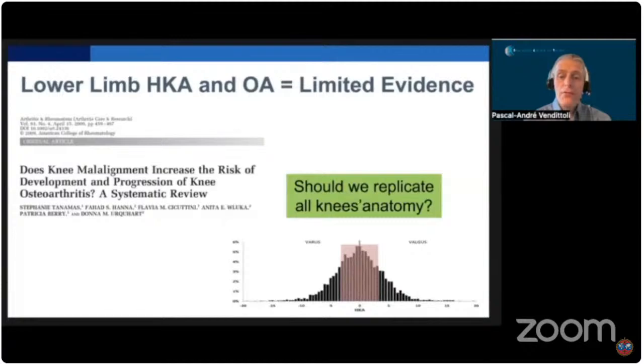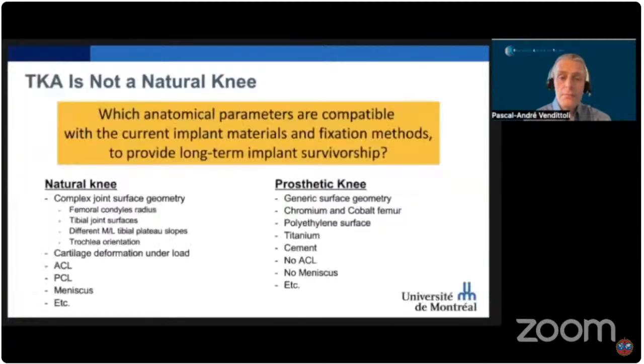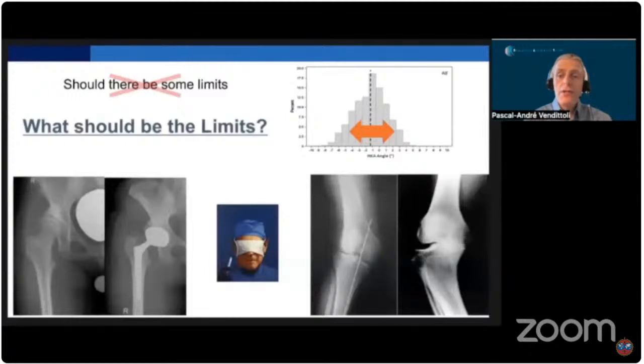We still do not know if we should replicate all knee anatomies. Secondly, a TKA implant is not a natural knee. We do not know if the actual implant materials and fixation methods are compatible with all anatomical parameters to provide a long-term implant survivorship. That is why we should question ourselves. Should all patient anatomy be reproduced when performing a TKA? As we know that polywear increases with cup abduction in hips, we would never replicate the acetabular dysplasia with our implants. I believe it is the same for the knee.